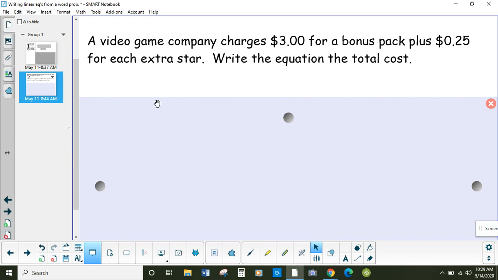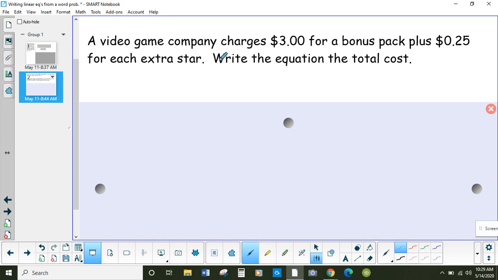So let's try this problem here. We're going to see, what are they asking me? Write the equation for total cost, okay? So I'm obviously missing total cost, so I'm going to assign a variable. I'll let C equal total cost.